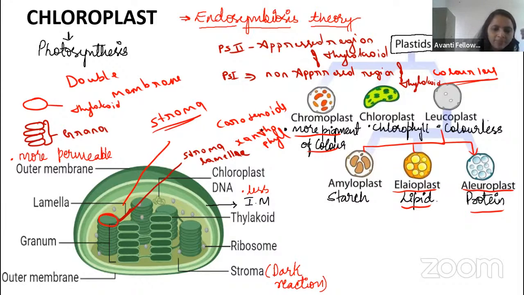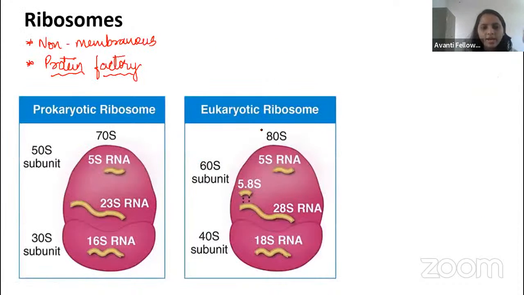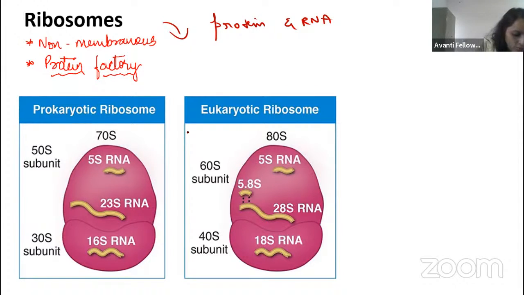Remember, guys. Okay, fine. So let us go to the ribosome. You all know that the ribosome is the protein factory, right? They are non-membranous, they do not contain any type of membrane. The ribosome is made up of only protein and RNA, right guys? When you are talking about the ribosome, in the prokaryotes we can see the 70S type of ribosome.